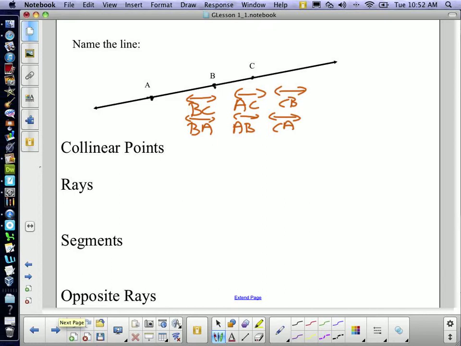Okay, any of those would work. They're all representing the same line. But how many points do we use when we name a line? Two. No more than two. Just two. Okay?